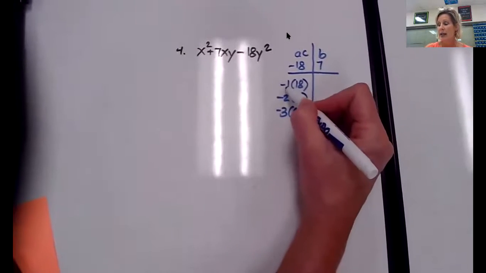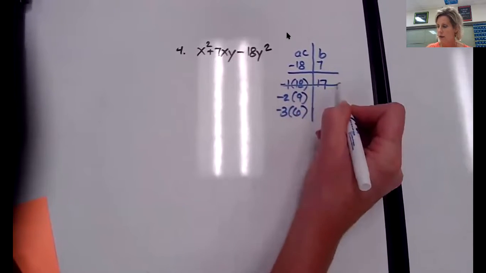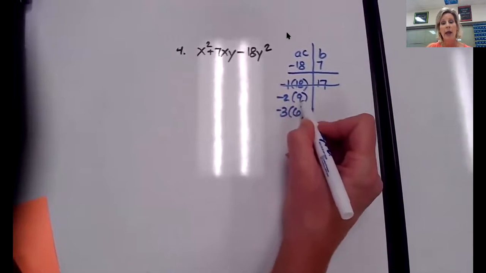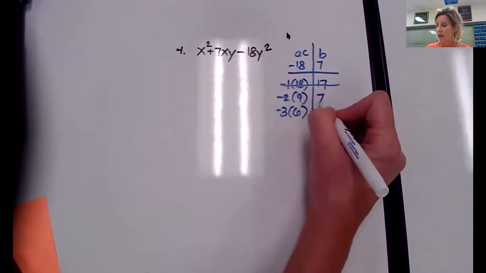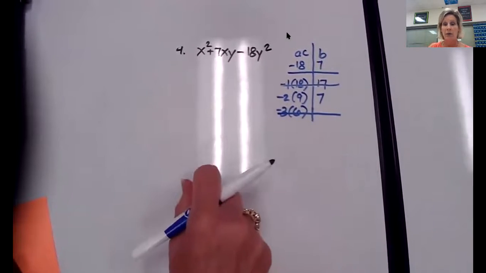So when I add negative 1 plus 18, that's 17. No. When I add negative 2 and 9, I get positive 7. That's what I wanted. I wanted a positive 7, so I don't even have to flip-flop my signs.